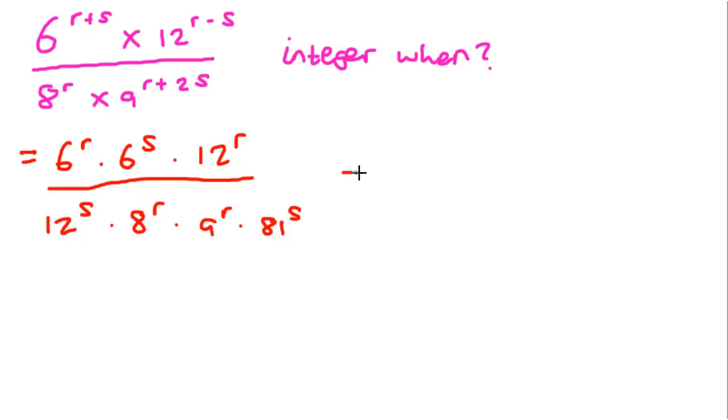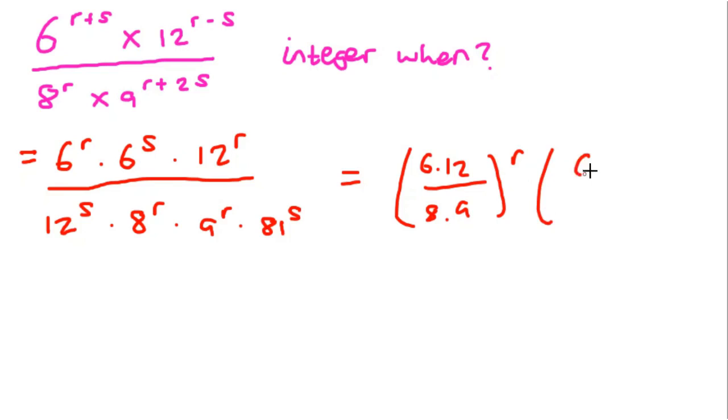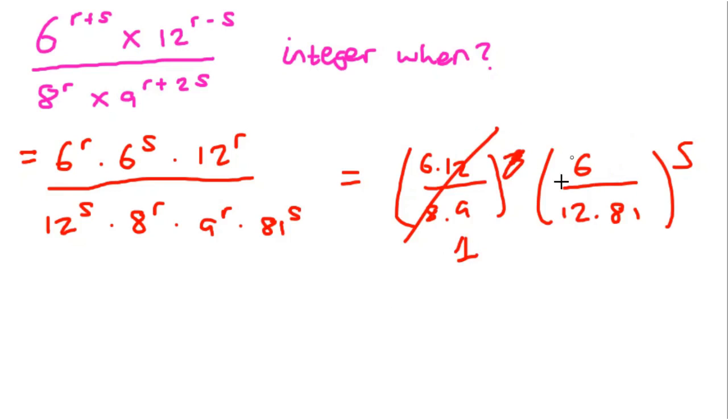And then collecting up the powers of R and the powers of S, we get this expression here. So for the S's we get 6 over 12 times 81. Notice that 6 times 12 and 8 times 9 are 72. So this just becomes 1 for all powers of R. So that is therefore irrelevant. So all we're left with is this.